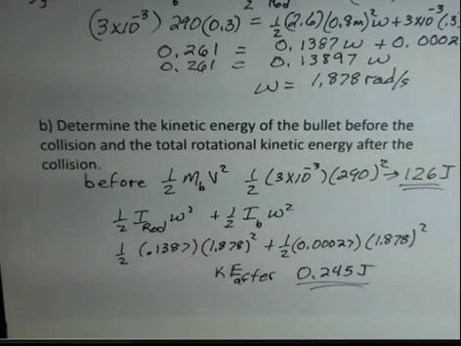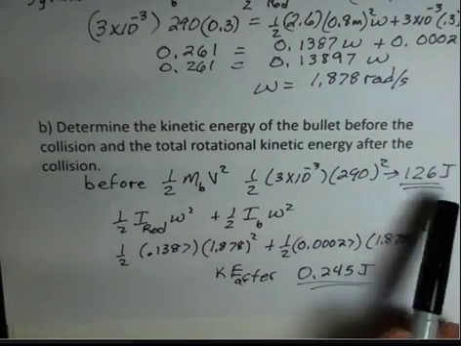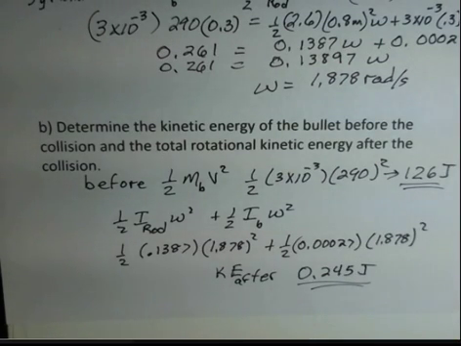We've lost kinetic energy. Kinetic energy is not conserved. With the bullet, we had 126 joules of kinetic energy. With the rotating system, 0.245 joules of kinetic energy.